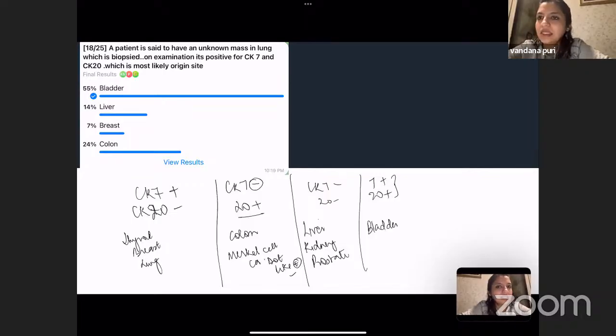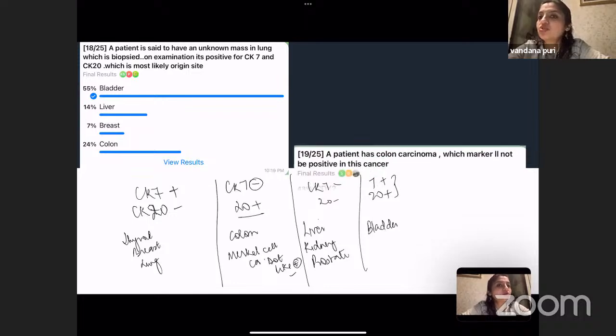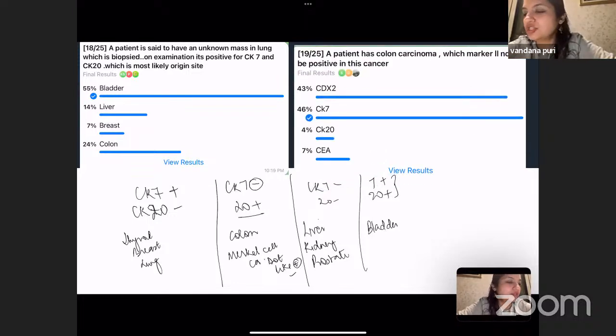It is bladder. Now coming to another question, this was question number 19. The patient has colon carcinoma, which marker will not be positive? So remember, these are screening markers, but the definitive marker for colon cancer is CDX2. This is always positive in colon cancer. CK20 is positive in colon cancer. CEA is also positive in colon cancer.